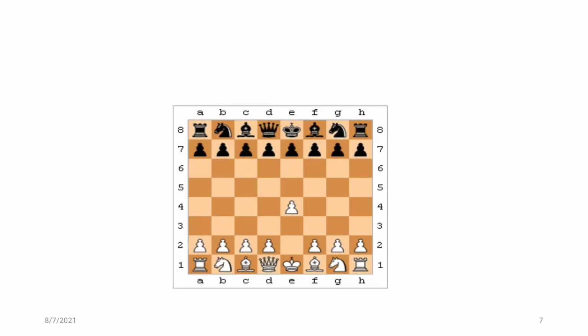We can see the graphical representation of a chessboard where we can see some of the pieces moving here.